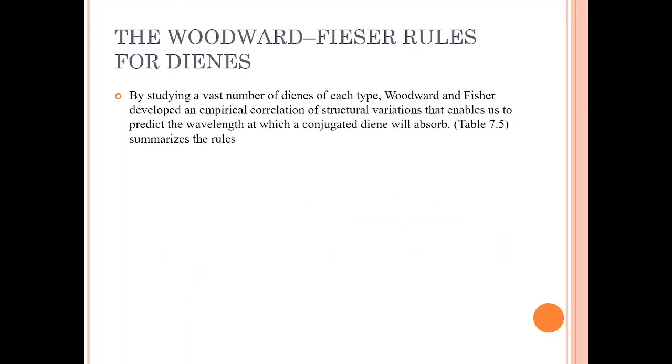As you know, Woodward and Fieser have extensively worked on UV spectroscopy, and by studying a vast number of dienes of each type, Woodward and Fieser developed an empirical correlation of structural variation that enables us to predict the wavelength at which a conjugated diene will absorb. So all these empirical correlations are summarized in Table 7.5. Okay, so before we go to Table 7.5, let's see some dienes.